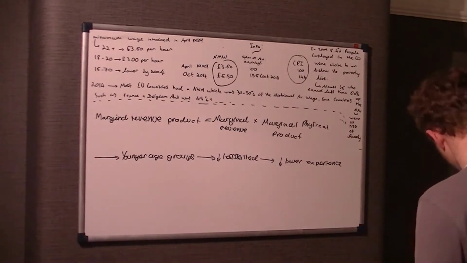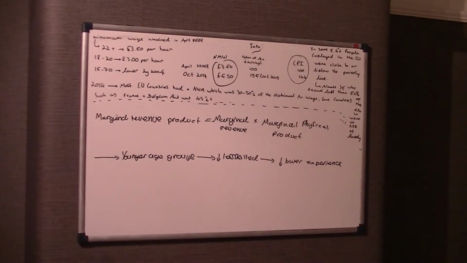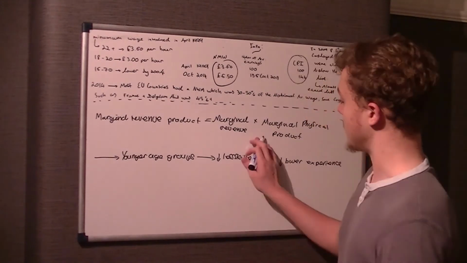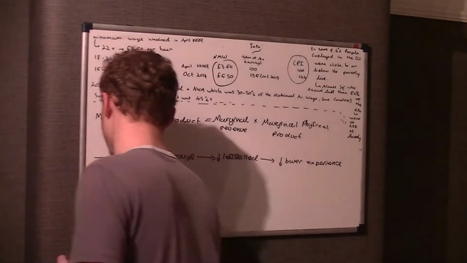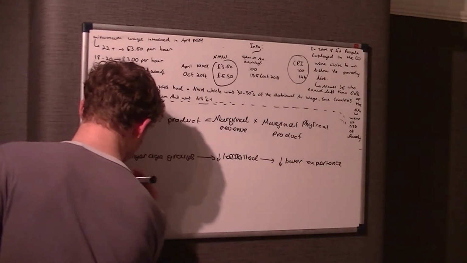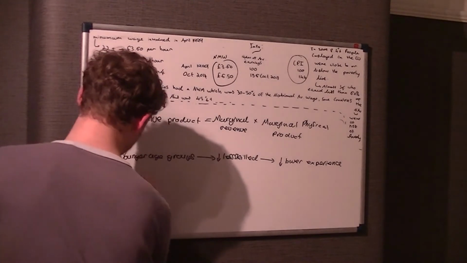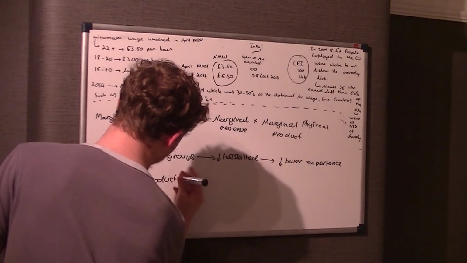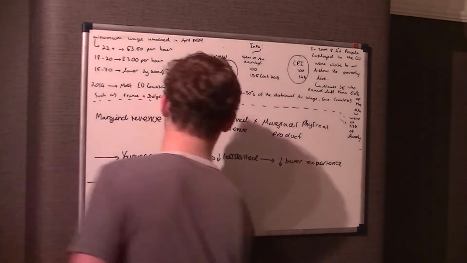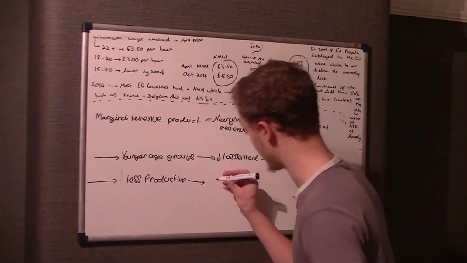So that's the first few points you need to make. Now, obviously if they're less experienced, they're able to add less in terms of product. They're not as productive. So that's the first thing. If they're less experienced, therefore they are less productive. And if they're less productive, therefore they add less to marginal physical products.